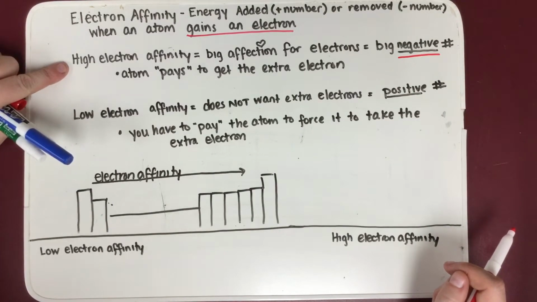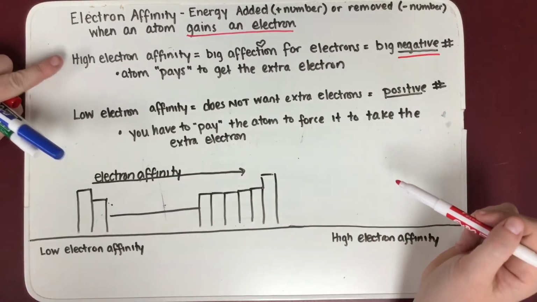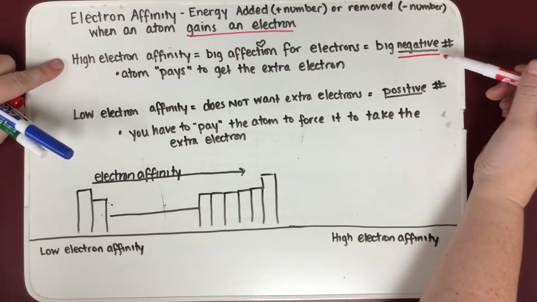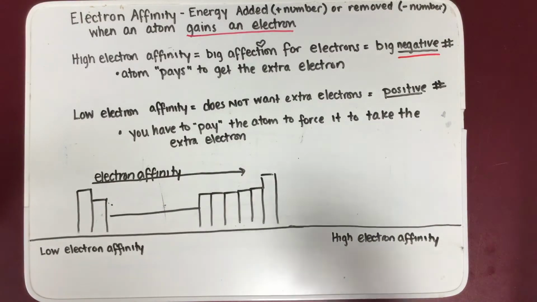High electron affinity means they have a big affection for electrons. They love electrons a lot. High electron affinity will actually be expressed as big negative numbers. And that just means that the atom is willing to pay to get the extra electron. It's willing to actually get rid of energy in order to be able to take that electron in.